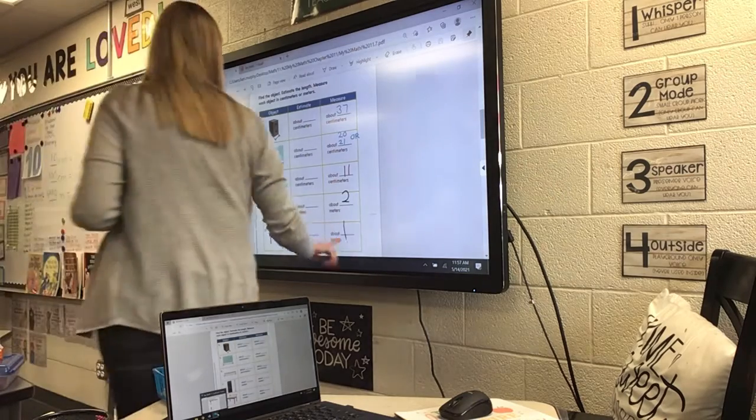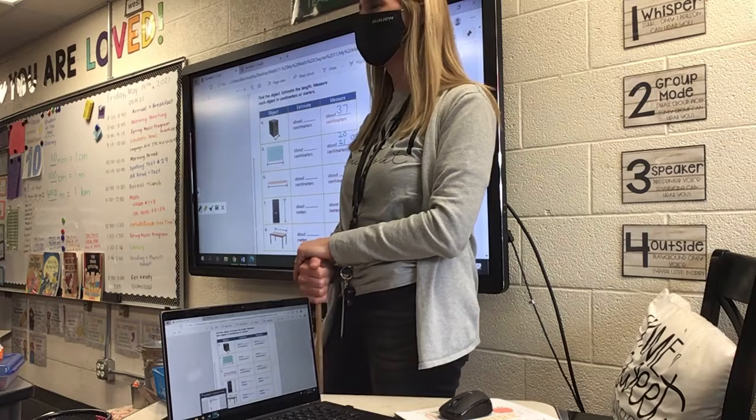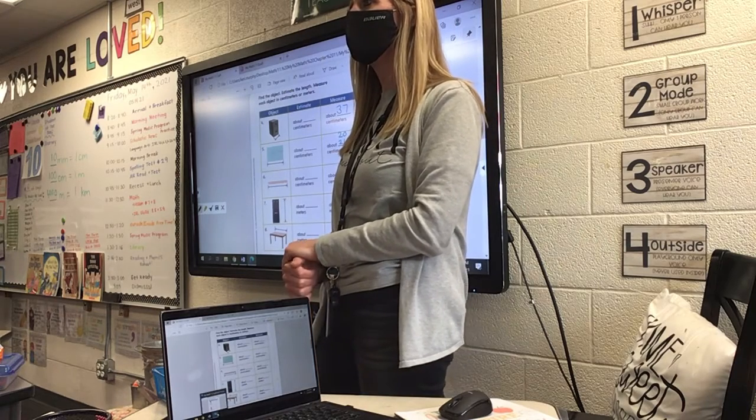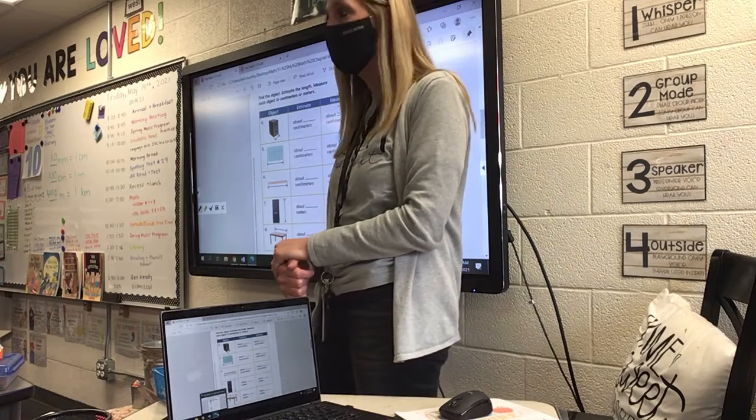So yes, we're closer to 1 meter stick for my desk going across. Okay. Raise your hand if you estimated 1. Good job. Put your hands down. Raise your hand if you estimated 2, because 2 would have been a good estimate too.